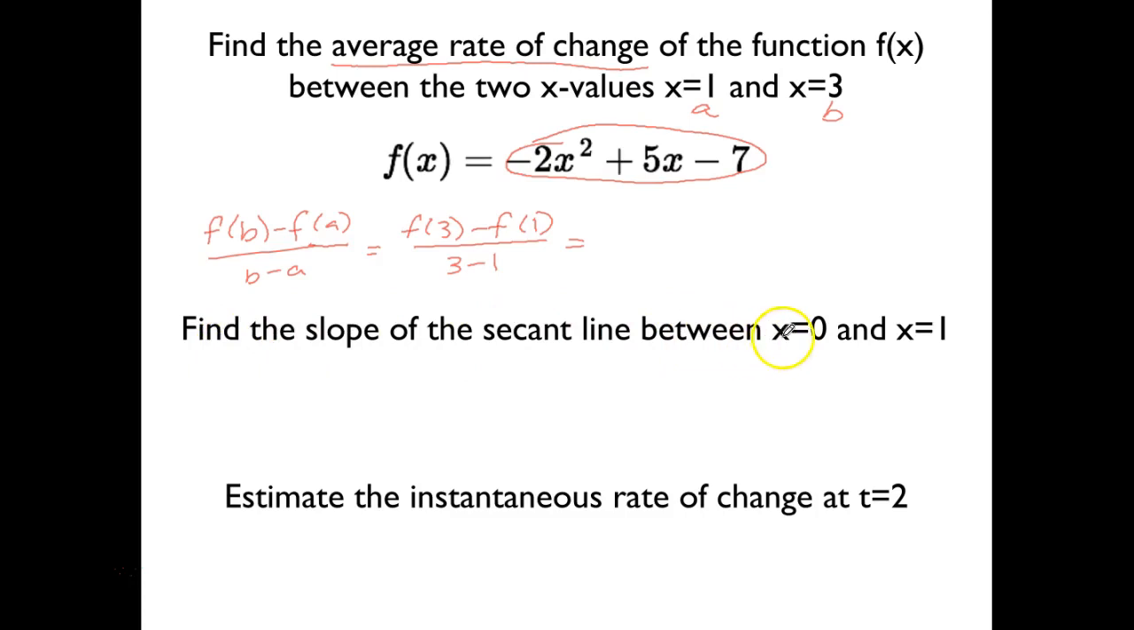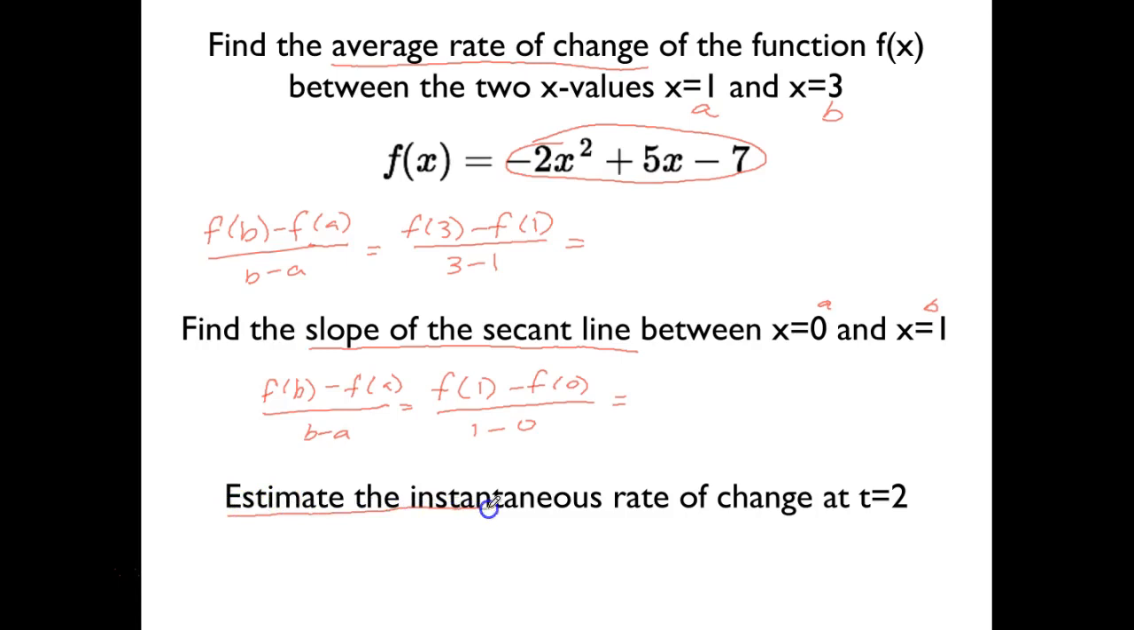Find the slope of the secant line between 0 and 1. Now guys, there's the key words again. Slope of a secant line. When you see that, you automatically write this down. We're still using the same function, and we're doing it for the values 0 to 1, a to b. So we'd be doing f of 1 minus f of 0 all over 1 minus 0. And it's going to come out to some answer. That's going to be your answer for the slope of the secant line.